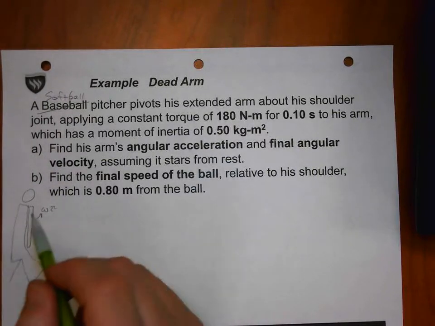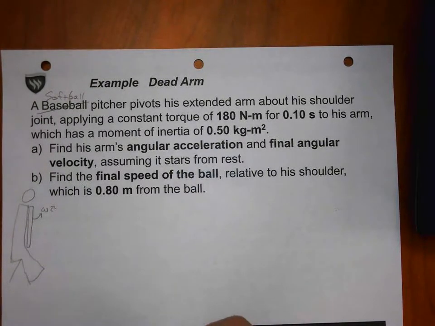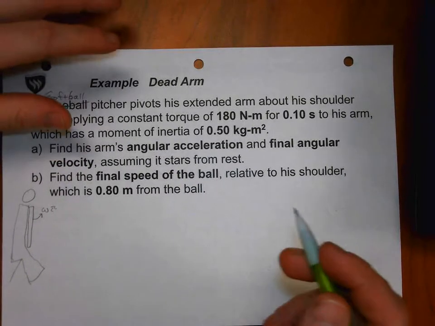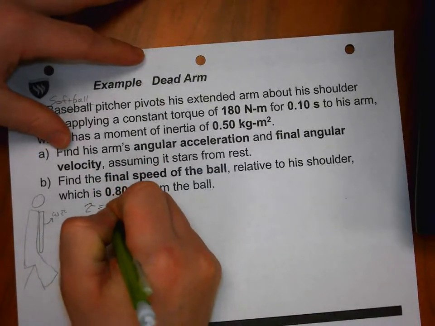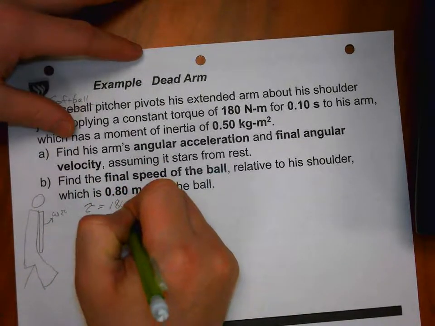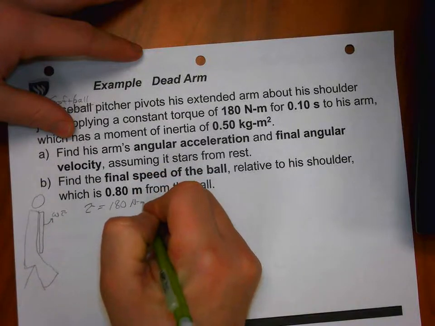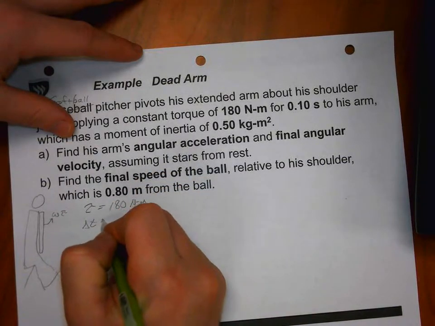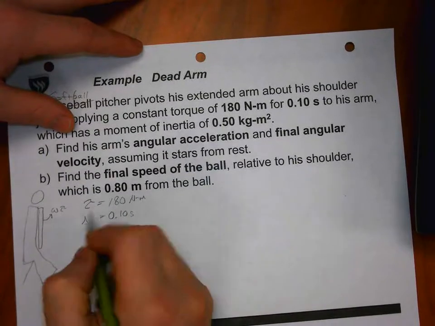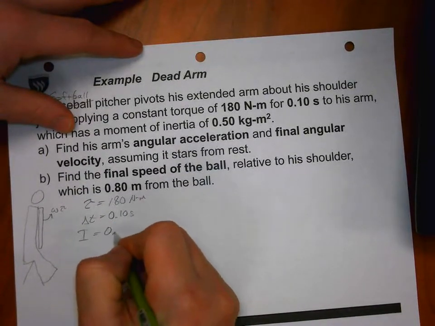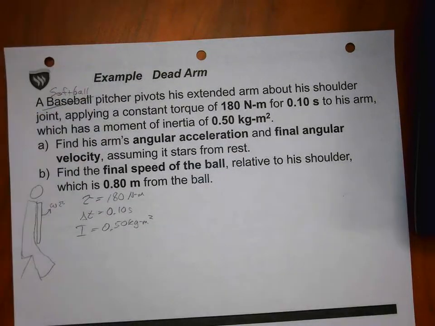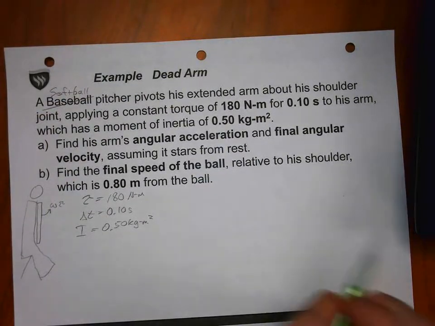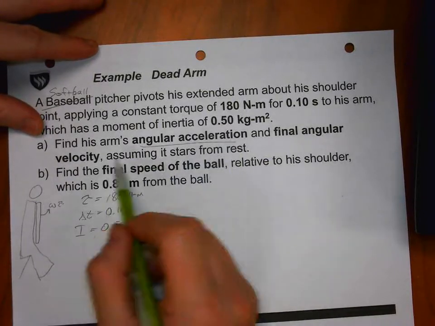In this case, it's going to be counterclockwise and therefore positive. Of course, you could always say you're looking at the person from the other side, in which case it's negative, but it's not going to be an issue for this problem. So the torque is 180 newton meters, the time duration is 0.10 seconds, and the moment of inertia equals 0.50 kilogram meters squared. What is the arm's angular acceleration and final angular velocity?